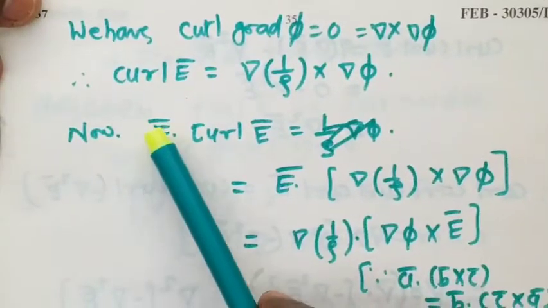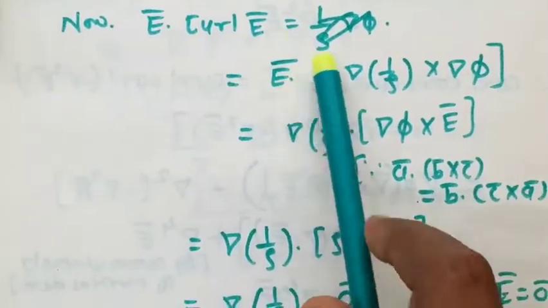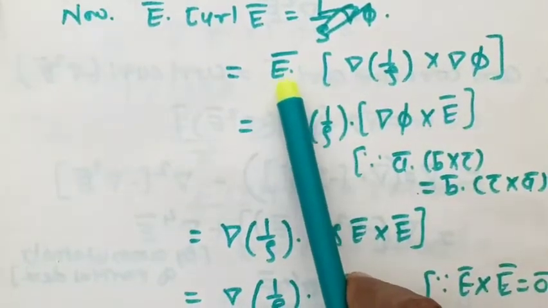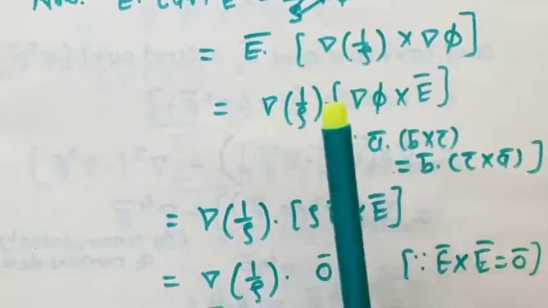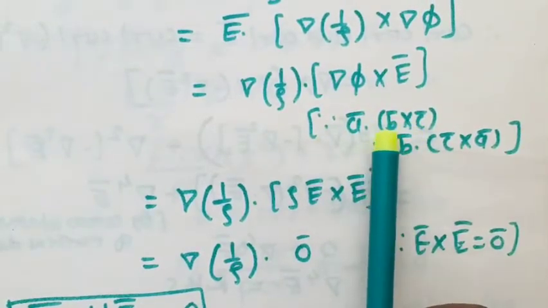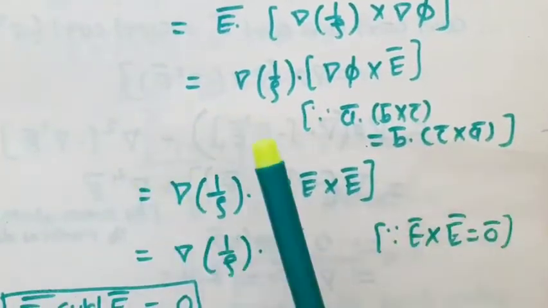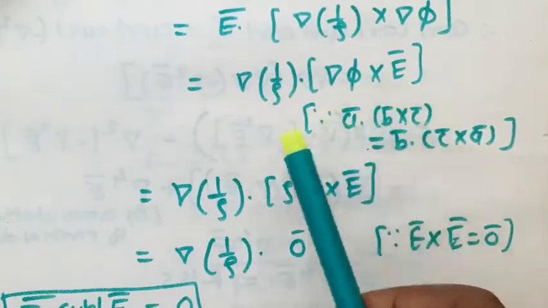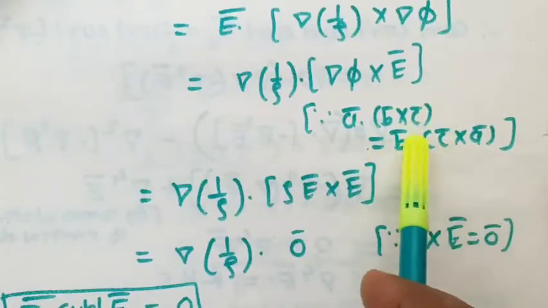Now let us take the dot product, which we have to show is equal to 0. E bar dot curl of E bar. So E bar dot, this is the curl of E bar we have obtained, del of 1 by rho cross del phi. Now this is the scalar triple product. The one dot product, one vector product is a scalar triple product. Now one property of scalar triple product we are going to use. Scalar triple product means your box product. The cyclic interchange of vectors in the box product does not change the value of the product. This is one of the properties. It means if you rotate the position of these three vectors in a cyclic order, the value of the product remains unchanged. Okay, that is one of the properties of box product.